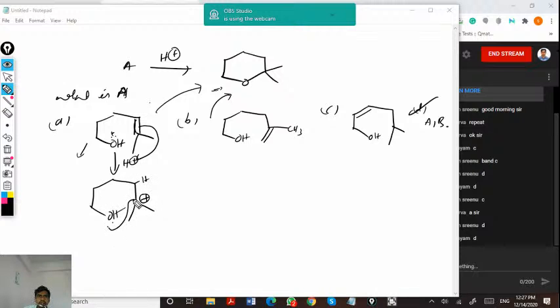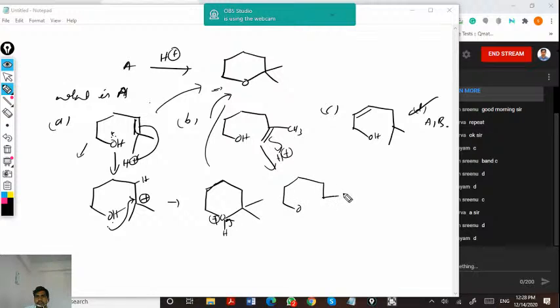Now this is going to attack, so that it gives the six-membered product, this one. So OH will come, plus this H plus will be eliminated, resulting in this product. Again, if I do H plus treatment to this, this is also going to attack, resulting in carbocation formation here only, because this is the most stable carbocation.